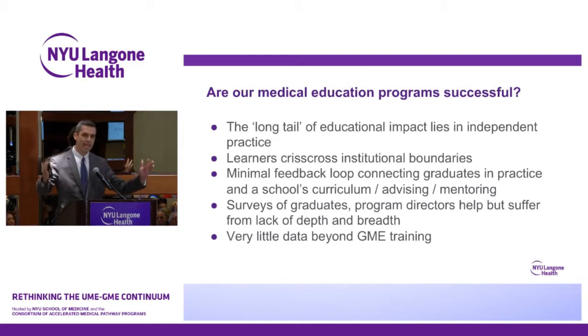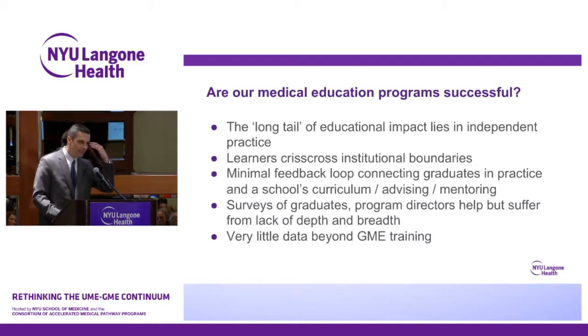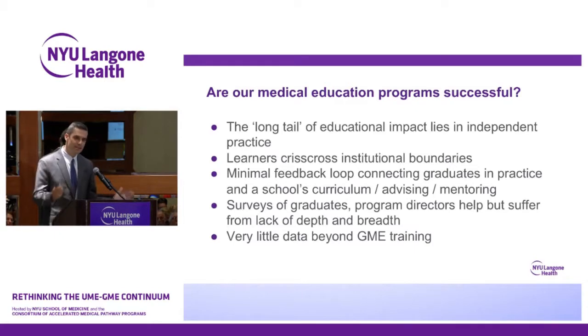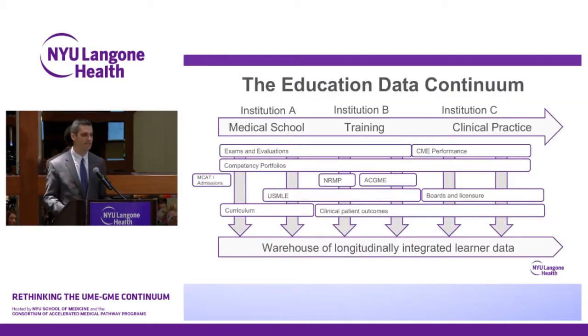Really, the long tail of the effectiveness of what we're doing during medical school lies in independent practice. That's where the real non-proxy, the real outcomes are. It's very difficult for us to measure these things. Our learners crisscross institutional boundaries back and forth between fellowship and GME practice and others. There is a pretty minimal feedback loop between our graduates in clinical practice and our school's curriculum, and the advising and mentoring we give our students. And there's really very little data beyond GME training.